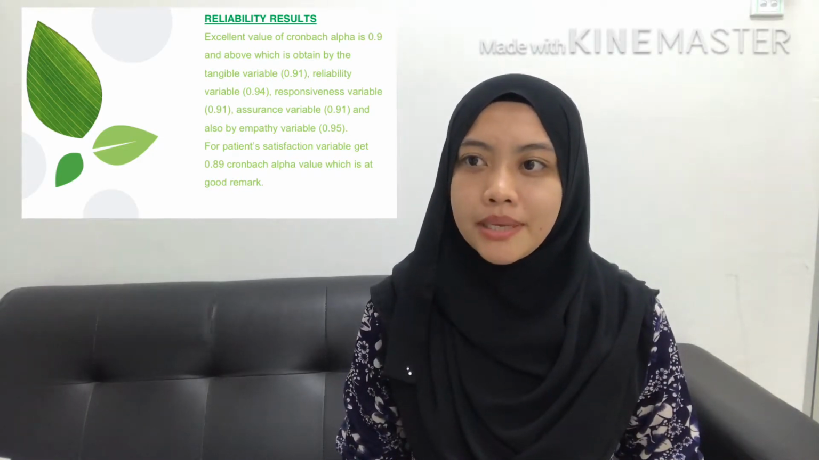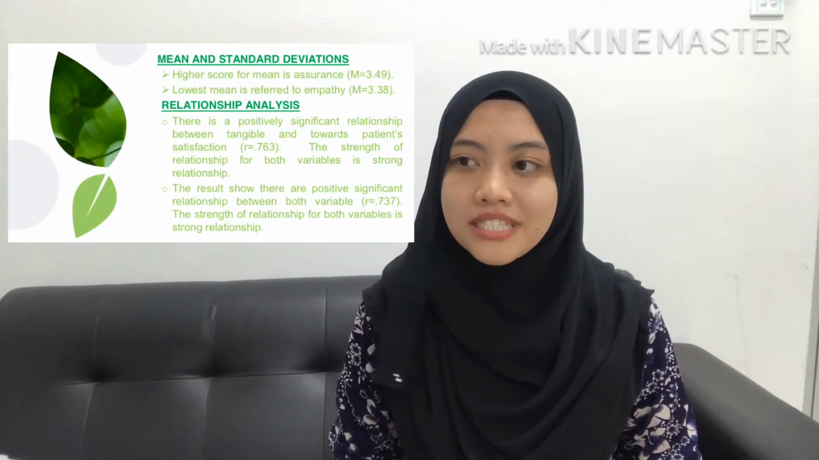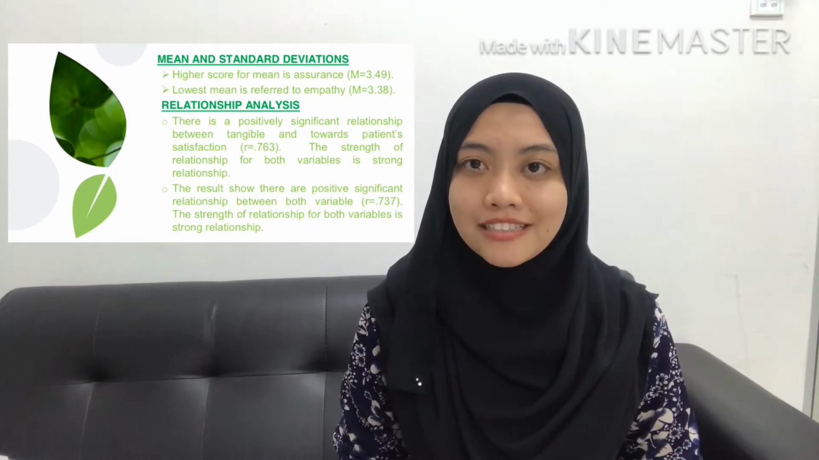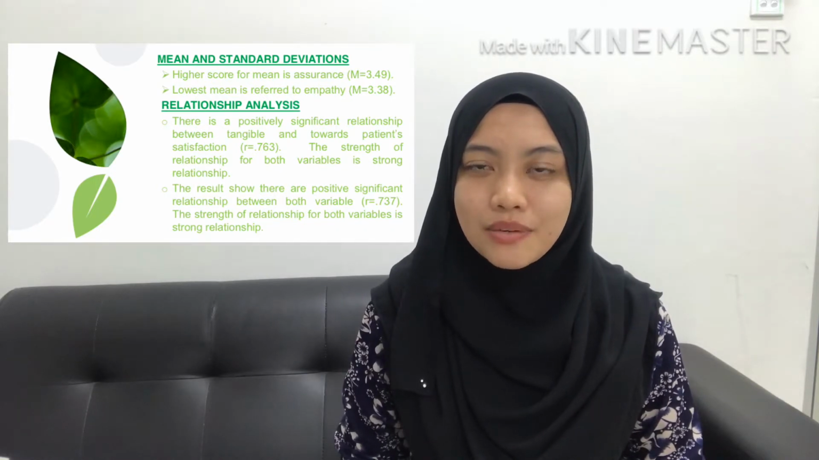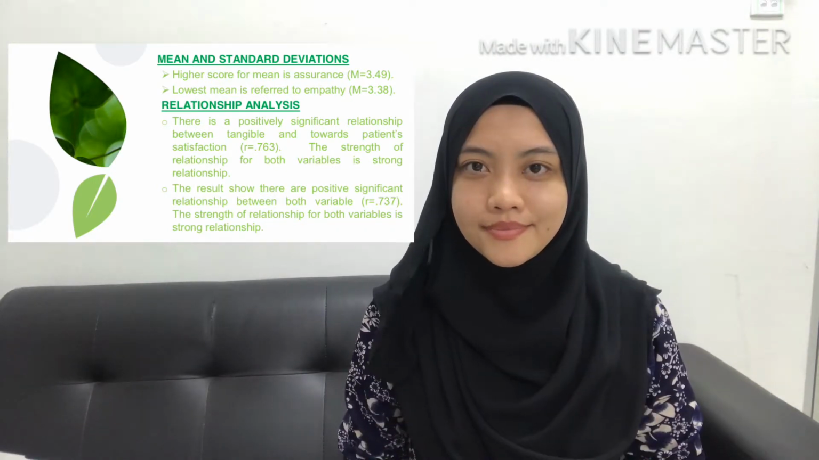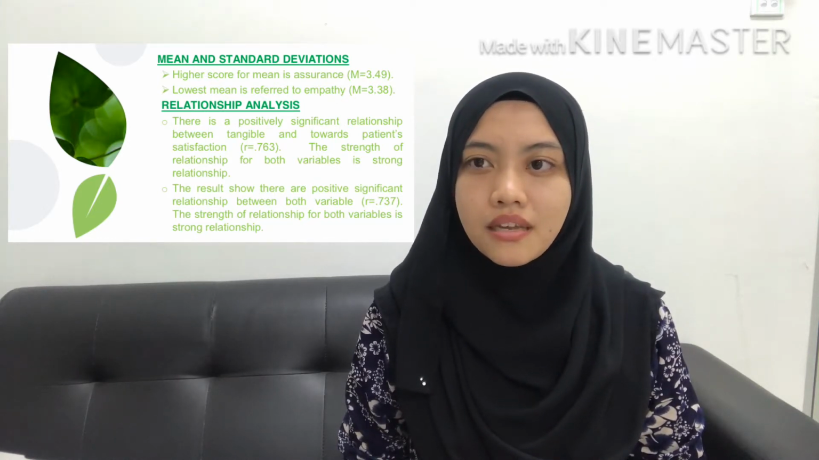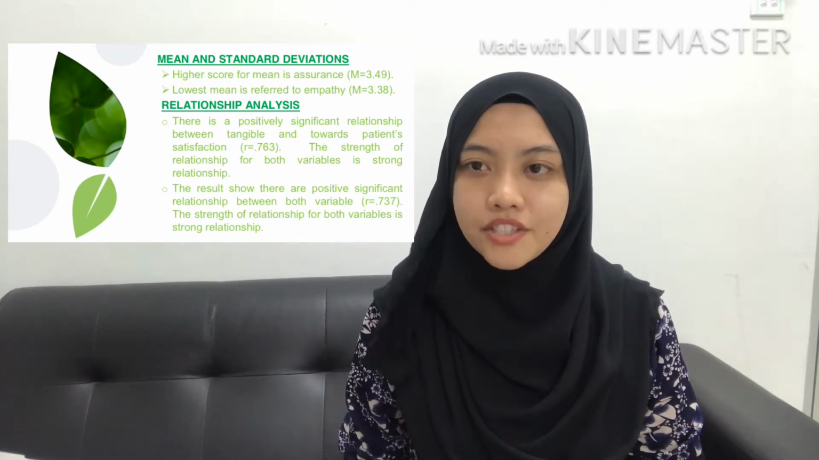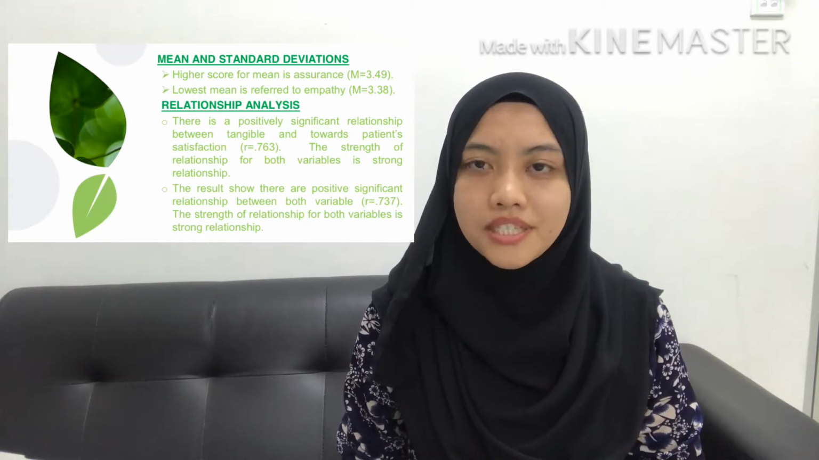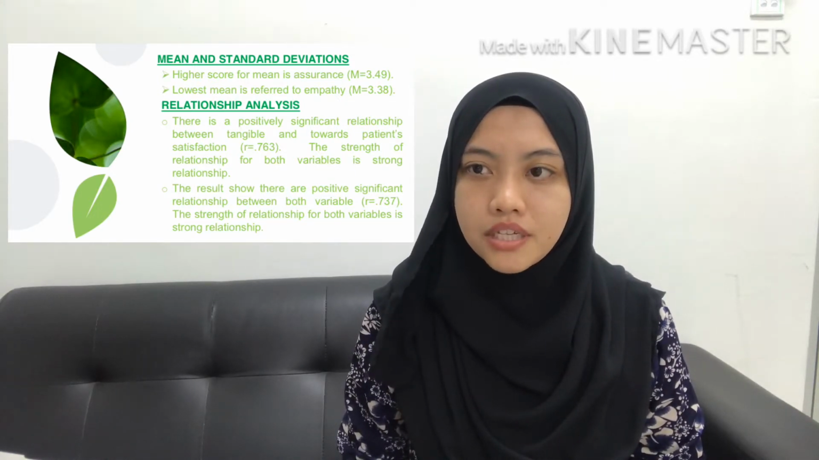Okay, for the summary of mean and standard deviations, the highest mean score is assurance, at 3.49. The lowest mean is empathy, at 3.38. Last but not least, I will discuss the Pearson correlation coefficients. Based on the result, there is a positive significant relationship between tangible and patient satisfaction, which is 0.76. The strength of the relationship for both variables is strong.